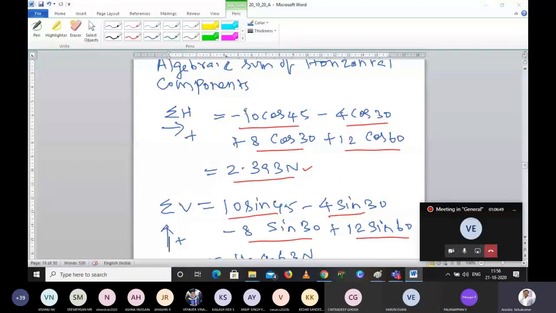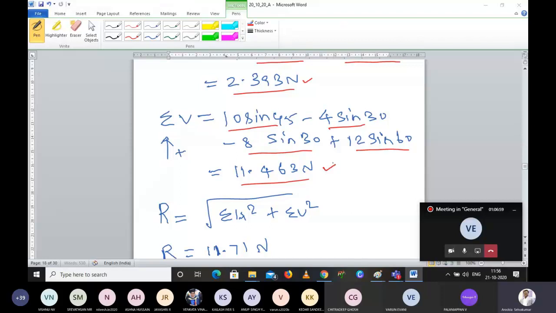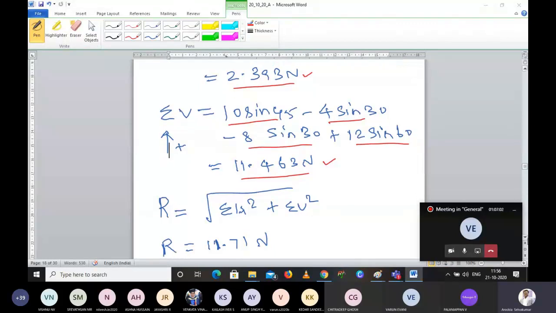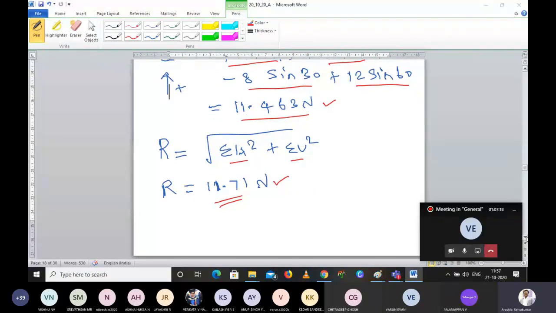For this problem, we have calculated 2.393 as a horizontal component, and our friends got 11.463 in the vertical component. As I said, because the forces are acting on an incline, we got horizontal and vertical components, and finally we got a resultant of 11.71. Once we have got this, after that you know that we have to find the resultant distance.